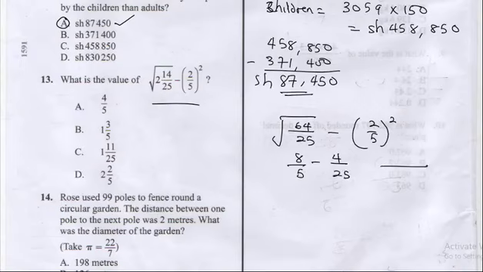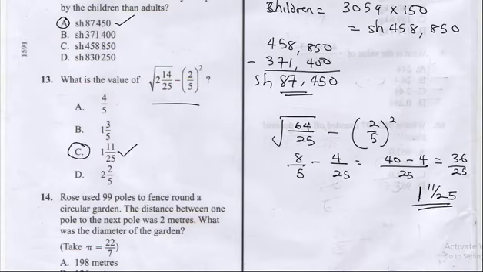So we take our LCM. This will be 25. 25 into 5 is 5. 5 times 8 is going to give us 40. This will be minus 4. Now this is going to give us 36 over 25. When you change it to a mixed fraction, this is going to be one whole number, remainder 11 over 25. Final answer. So the correct answer here is C.